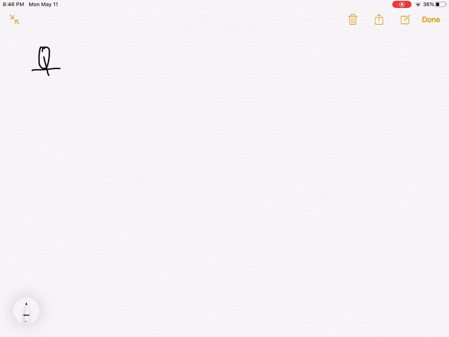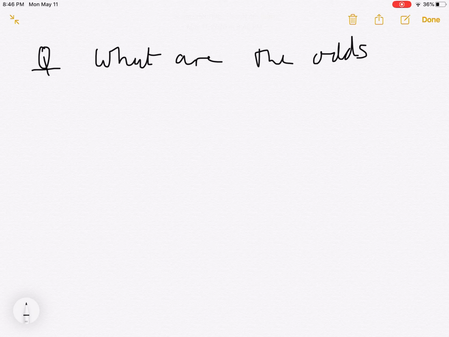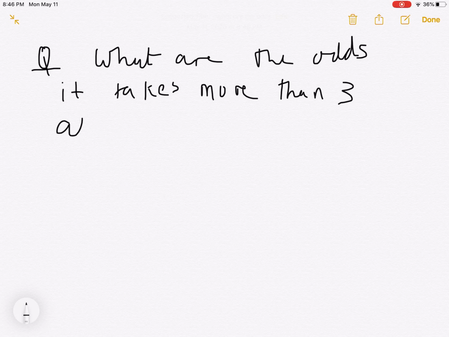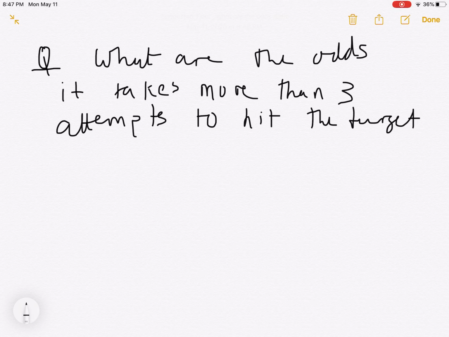So here's a question you could be asked. What are the odds, or I could say probability, it takes more than 3 attempts to hit the target? And you'd answer this by using geometric series. So by the way, we're just being asked to calculate this probability.